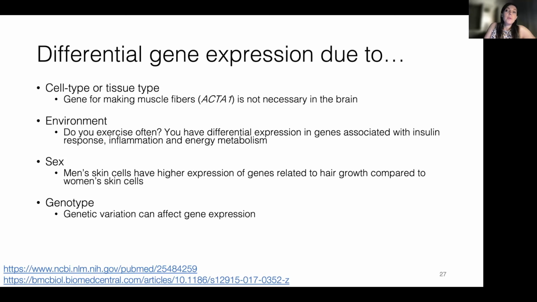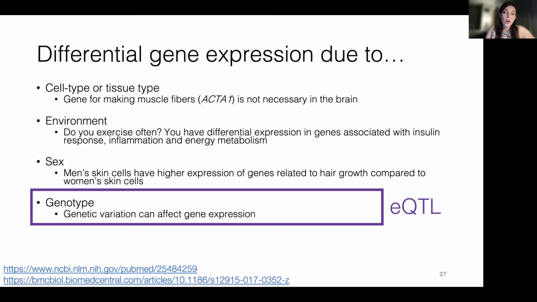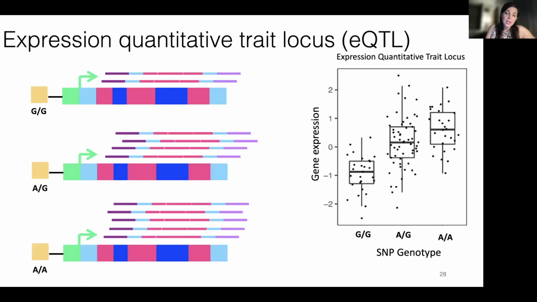And then if we really want to try to make sense of the GWAS loci, we are curious about why we have differential gene expression due to genotype. So what genetic variation, and is it found by GWAS, is affecting gene expression? And that can help us to better understand what the genetic variant is doing. And this is called an eQTL, an expression quantitative trait locus.